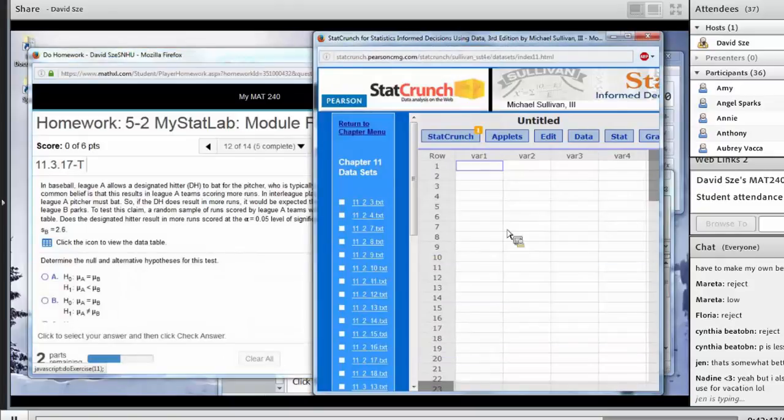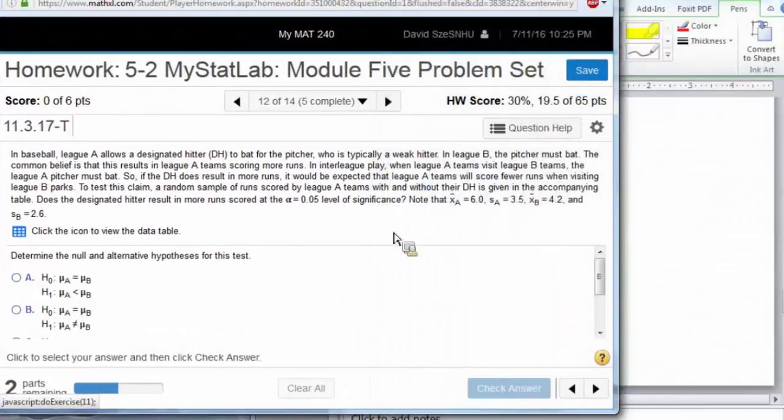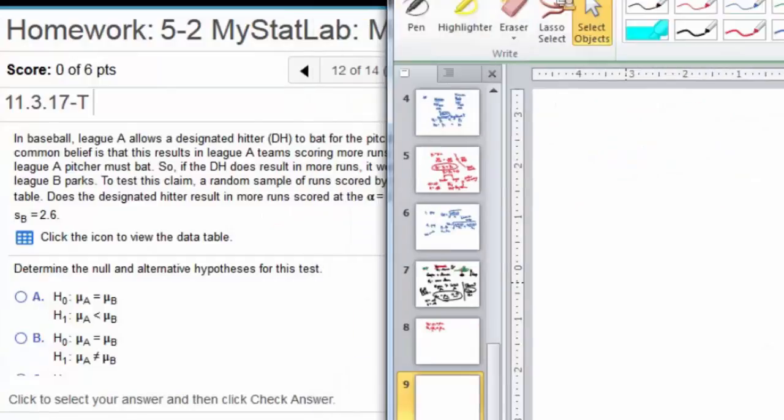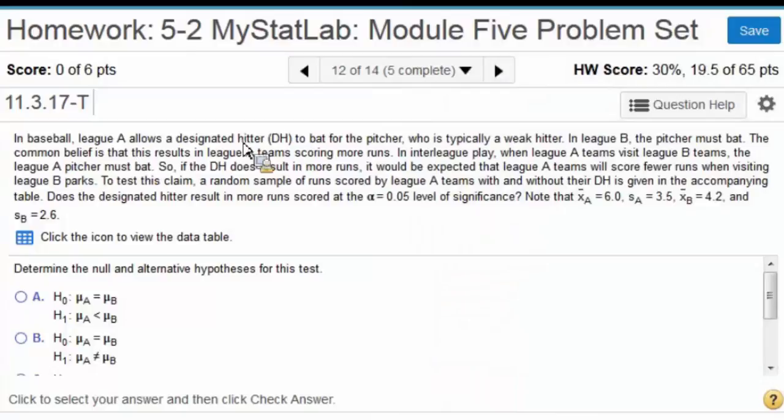So the good news about number 12. The bad news is I regret putting this in because it talks about baseball, and you kind of have to know how baseball works in order to understand the problem. Okay, League A allows a designated hitter, which results in League A teams scoring more.